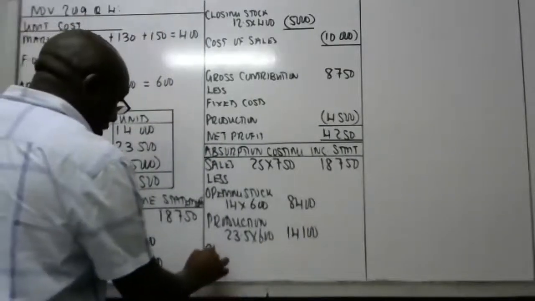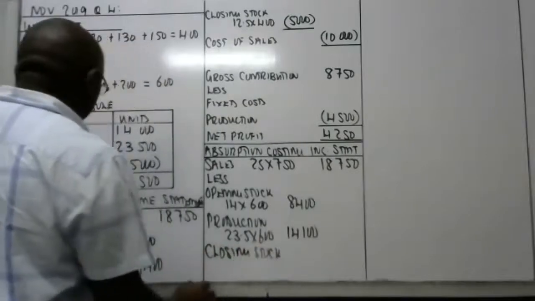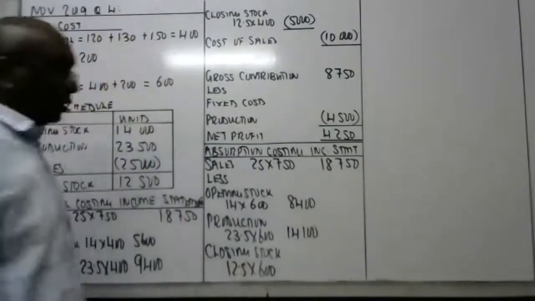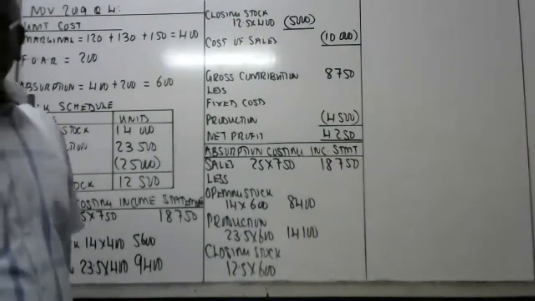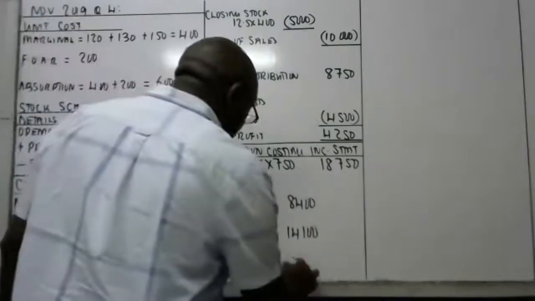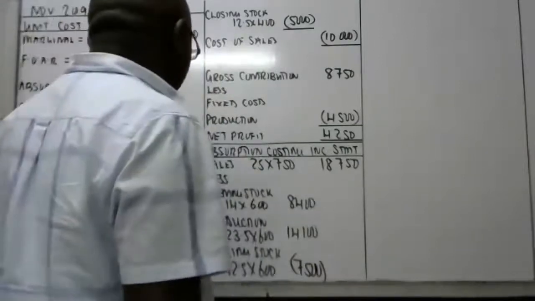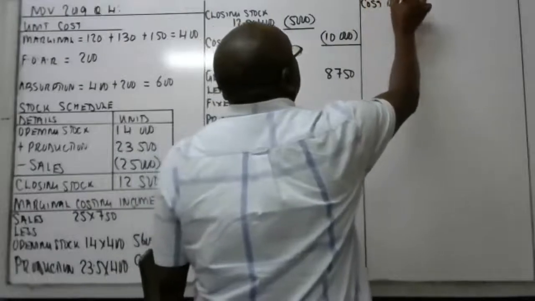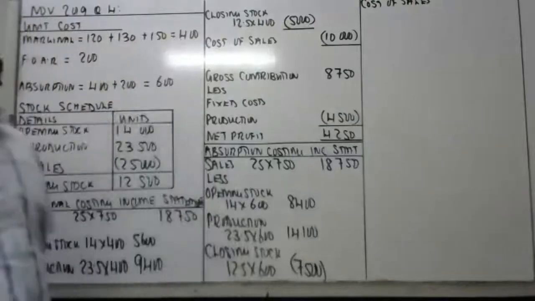So closing stock. Closing stock would be 12.5 times 600. Oh, 7,500. So when you do that, you get a figure we call the cost of sales. Give me the cost of sales.